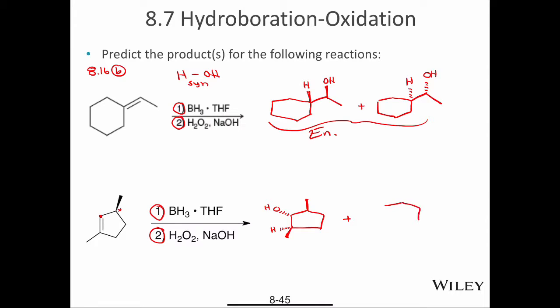Conversely, I can get the syn addition from the other face of the molecule, where the hydroxyl is going to be pointing up like this. My proton is going to be pointing up like this, and then my methyl group is going to be pointing down like that. And the relationship between these two compounds is that they are diastereomers. So they're diastereomers of each other. And the reason why we don't just get enantiomers in this case is because we already had a chiral center in the molecule.